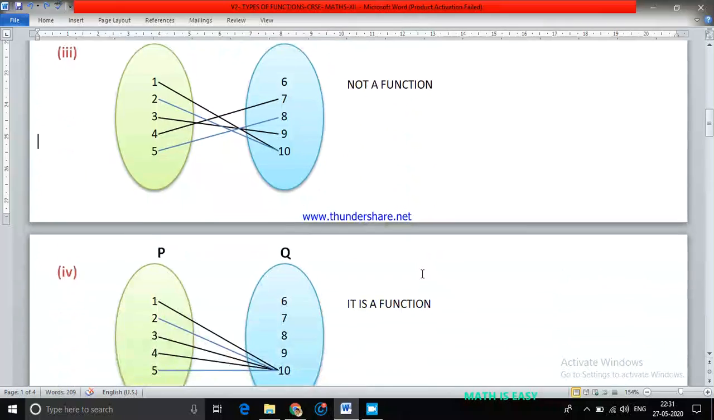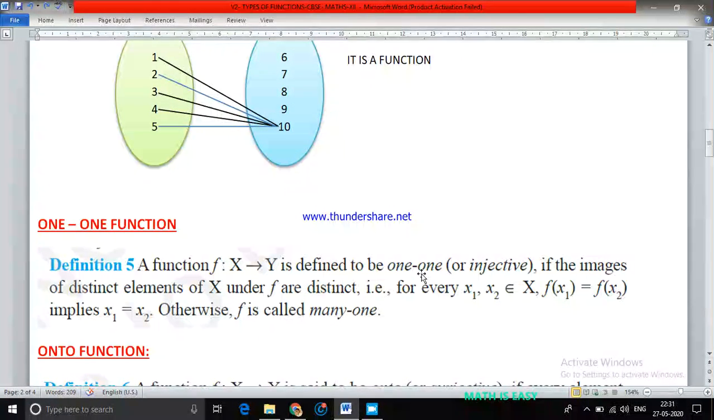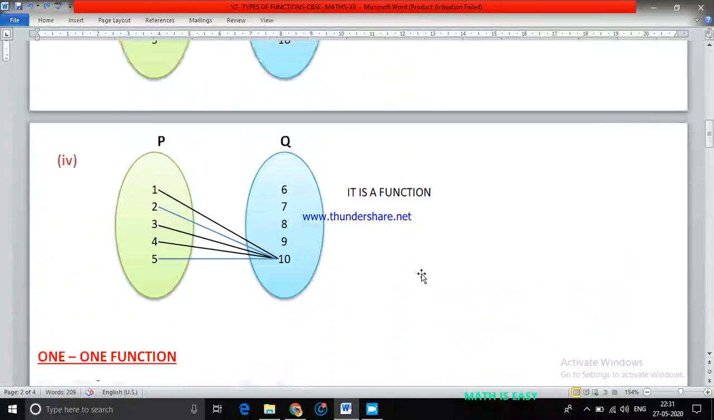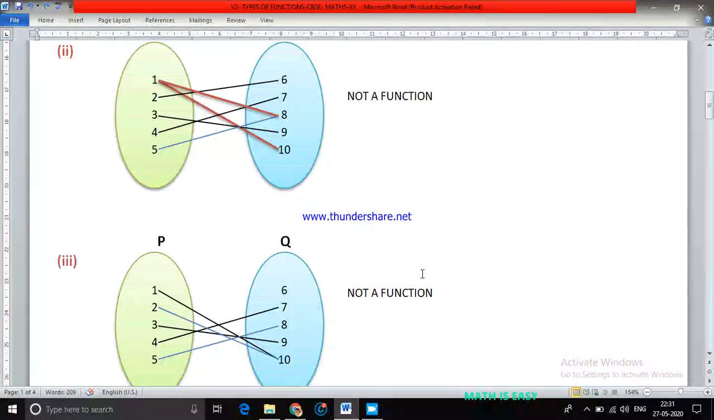I hope the definitions of 1-1 and onto functions are clear. See, these two examples will help you understand the difference between the definition of a function and the definition of a 1-1 function. Here, this second example is not a function, because 1 has more than one image. Am I clear? 1 has more than one image. So that's why I say it is not a function.